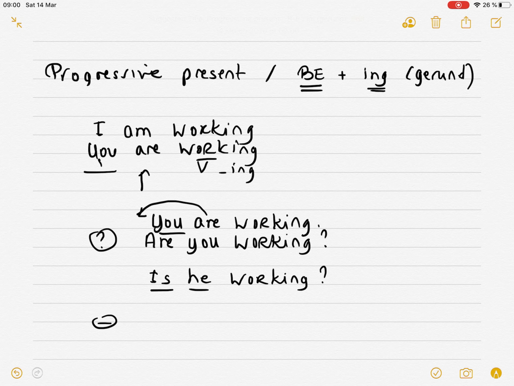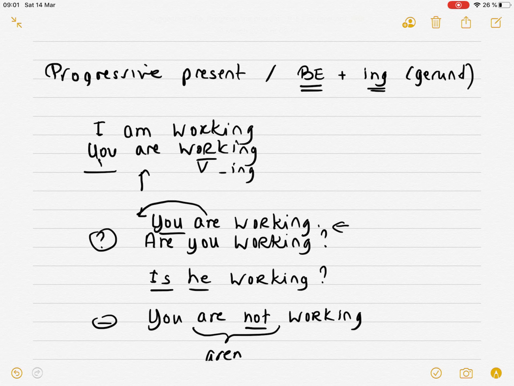As a negative sentence, the base is the same as this original sentence, but you would add not working. You are not working. Sometimes this is contracted when people speak, and they would say you aren't. Be careful, the pronunciation is a bit funny. You aren't working. You are not working. So the construction of this verb is not very difficult. What is interesting is when to use it, and this is what we will have a look at.